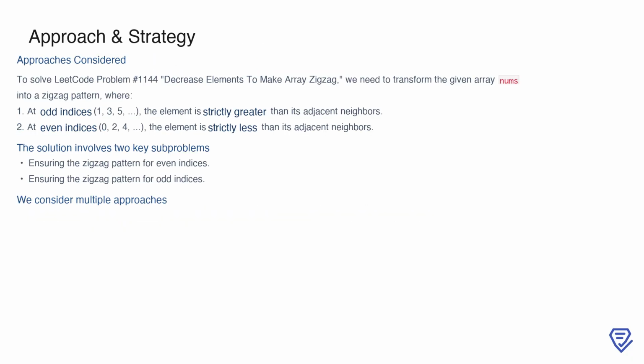To solve the problem of transforming an array into a zigzag pattern, we first need to understand what a zigzag pattern entails. In this case, at odd indices like 1, 3, and 5, the element must be strictly greater than its adjacent neighbors. On the other hand, at even indices like 0, 2, and 4, the element must be strictly less than its neighbors. The challenge lies in ensuring these conditions are met for all indices in the array.